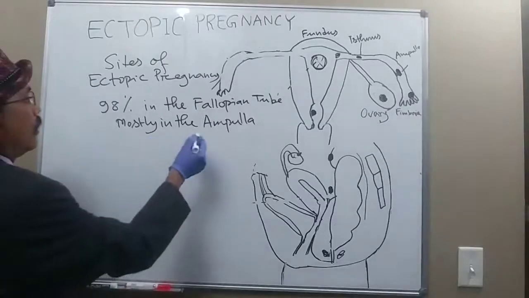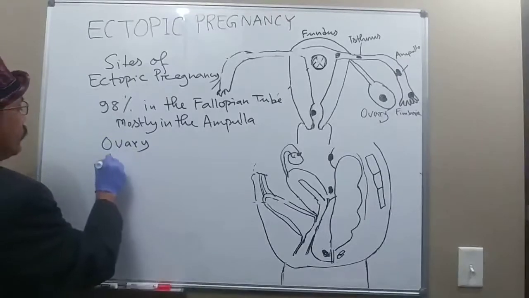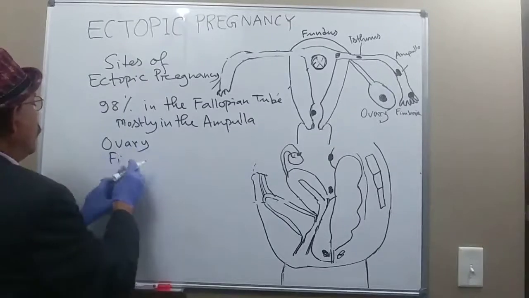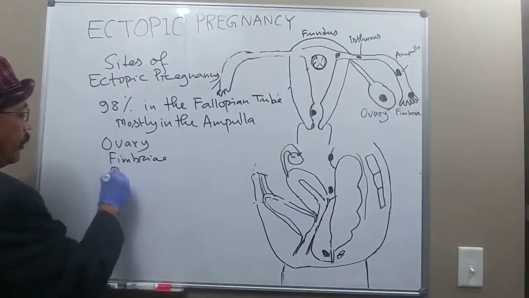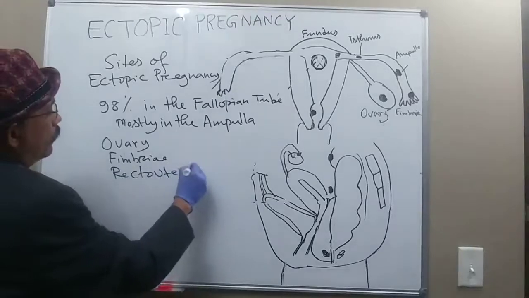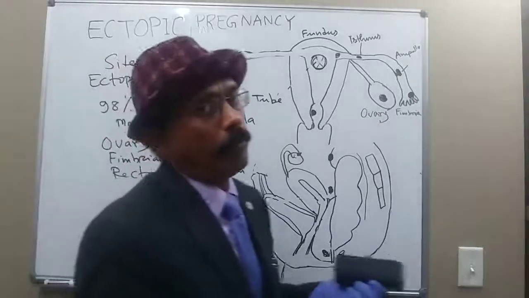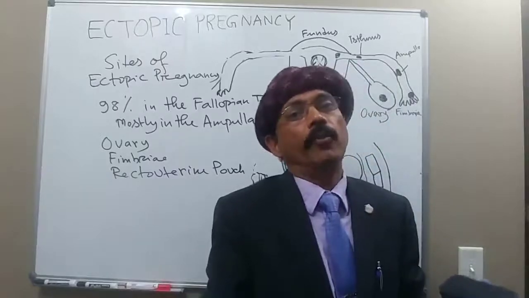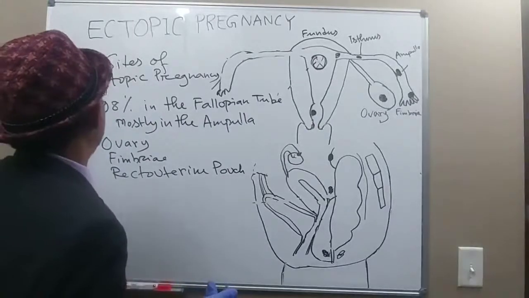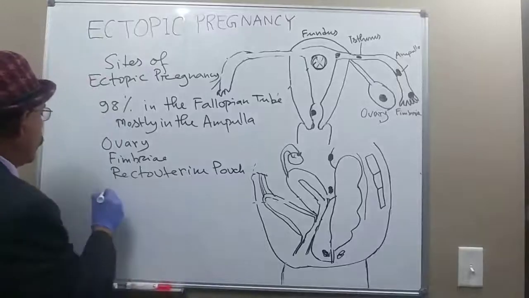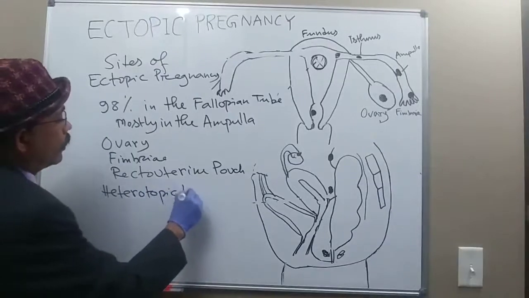Other sites are on the ovary, on the fimbria, on the pouch of Douglas or recto-uterine pouch. So it may be in an abnormal location, that's why it is called ectopic, not in the normal location. Sometimes it may be a heterotopic ectopic pregnancy.